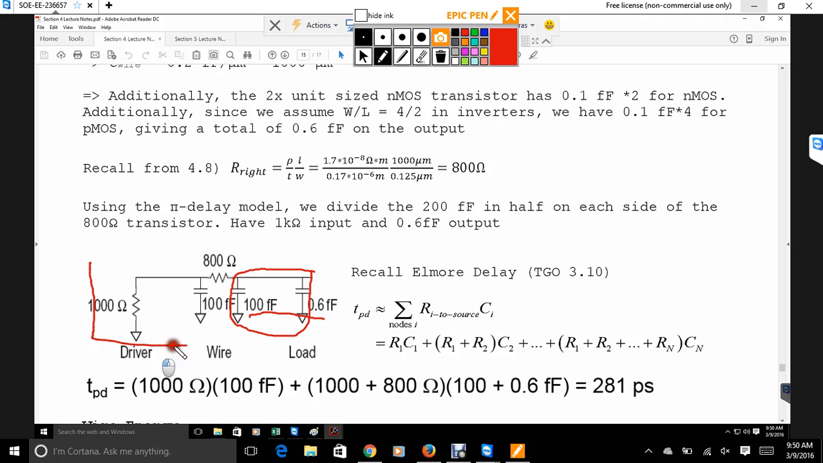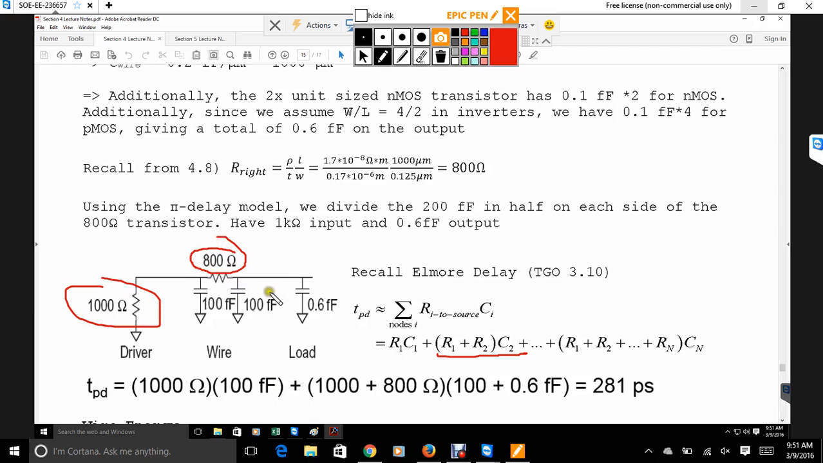So here this is 1,000 ohms times 100 femtofarads for this part here. And then for R1 plus R2, it becomes 1,800. We've combined these two capacitances as C2 in this case. So that becomes 100 plus 0.6 femtofarads. And you take that out, and then the propagation delay becomes 281 picoseconds.